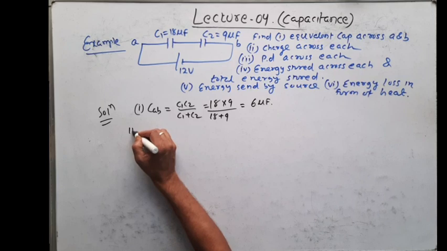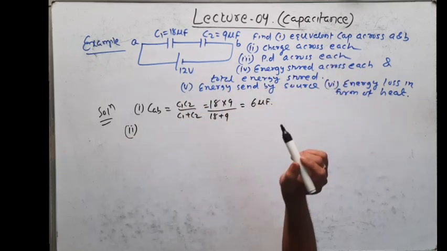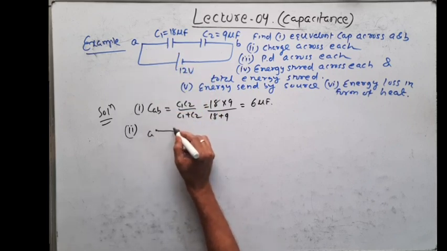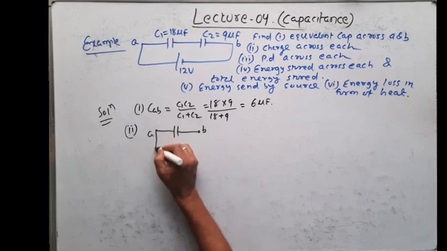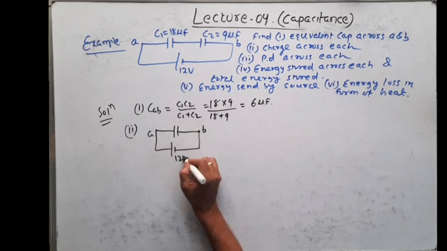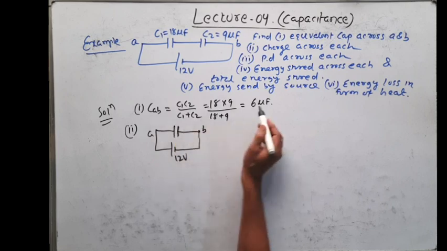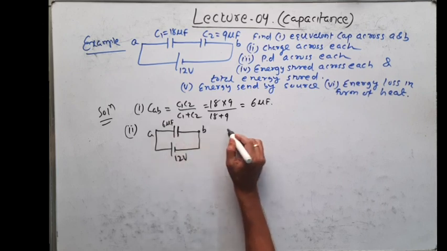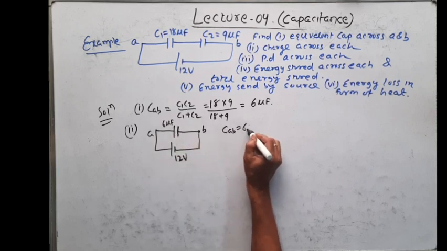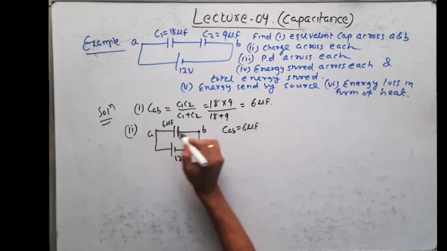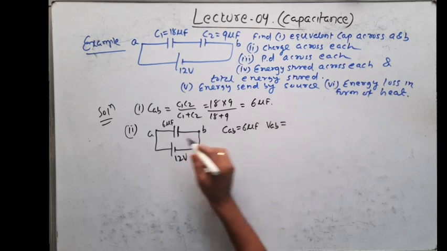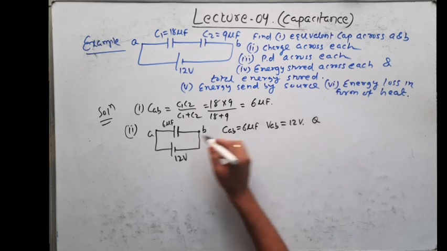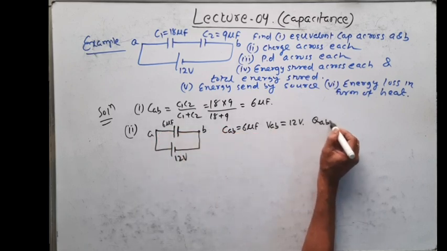Then what is the charge across each? You see, this is your A terminal, this is your B terminal, and A and B is connected to the source of 12 volt. What is the equivalent capacitance? We have already got 6 microfarad. And the voltage across A and B, VAB, is directly connected across these two terminals, that is 12 volt. Now what is the charge across A and B?